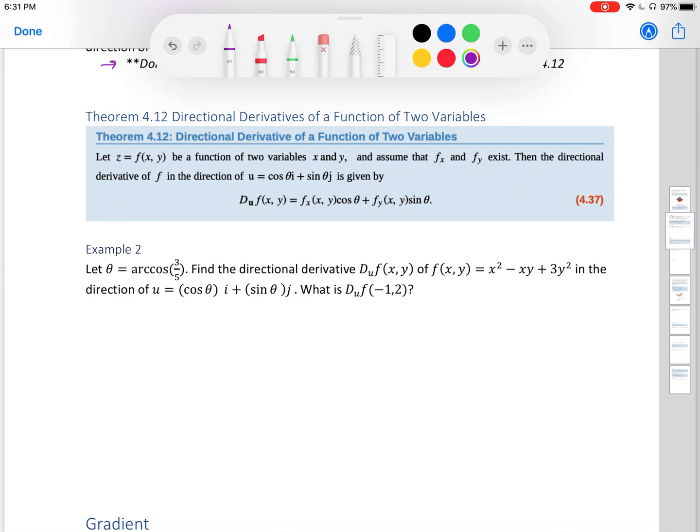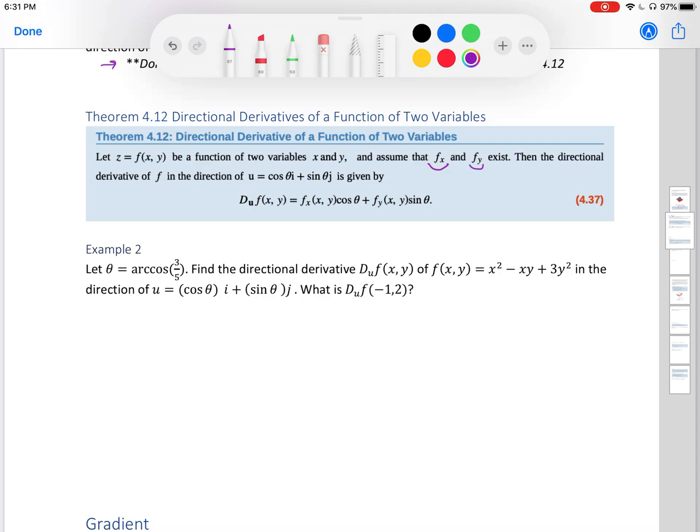So theorem 4.12, directional derivatives of a function of two variables. Let z equal f of x comma y be a function of two variables x and y, and assume that the partial derivative with respect to x and the partial derivative with respect to y exist.